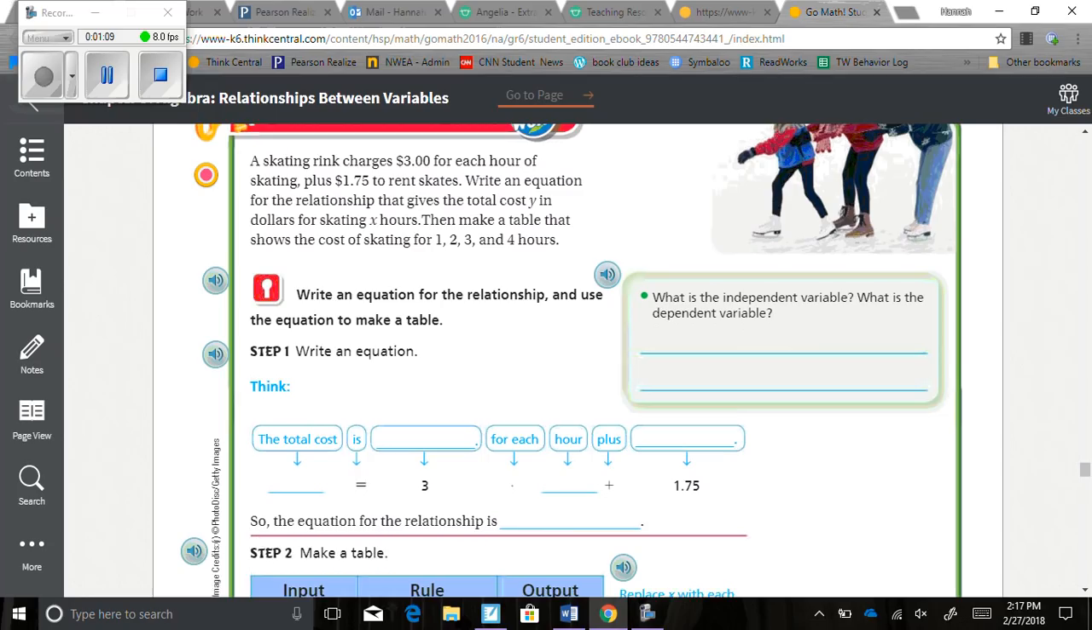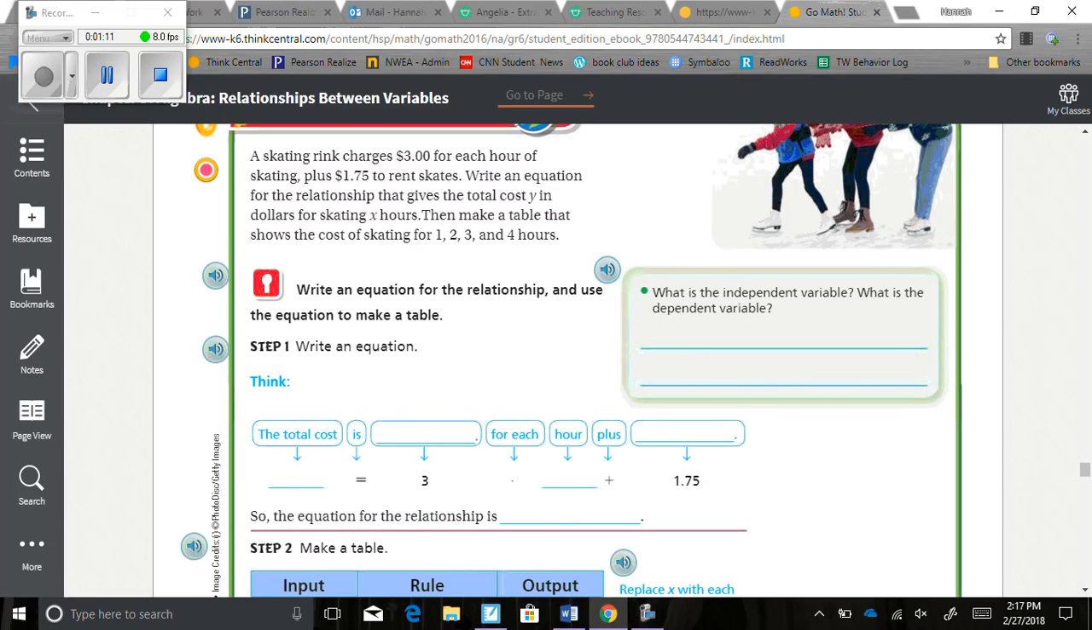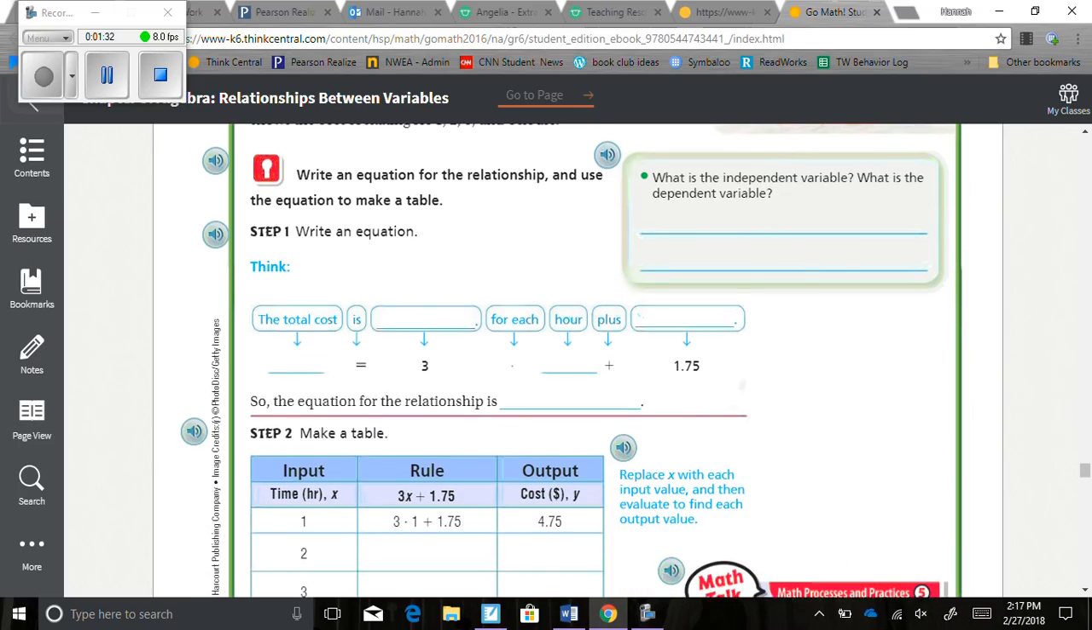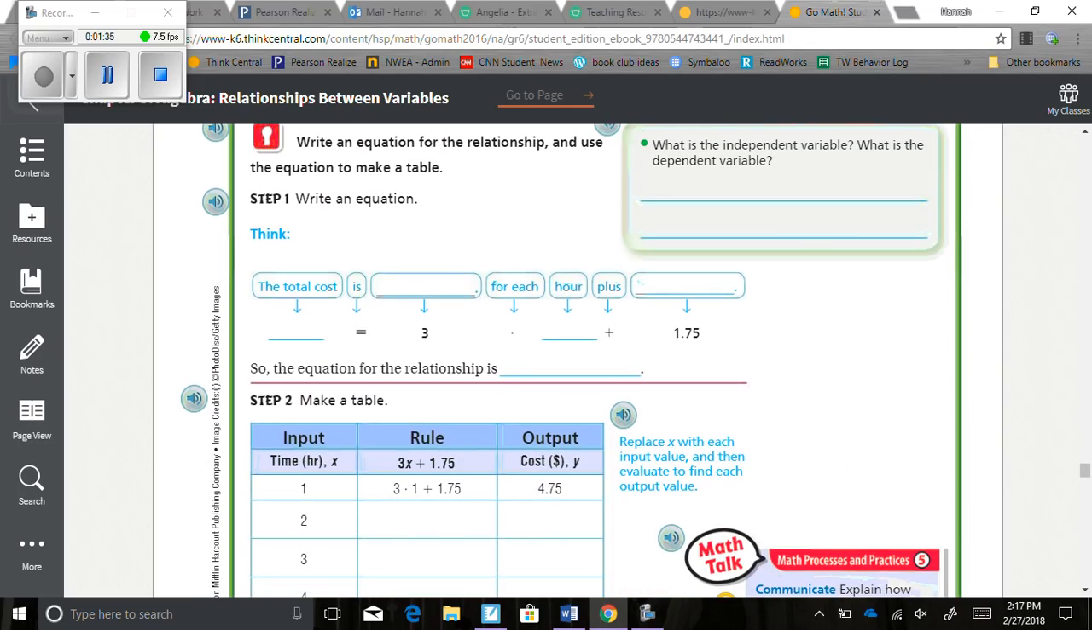Unlock the problem. A skating rink charges $3 for each hour of skating, plus $1.75 to rent skates. Write an equation for the relationship that gives the total cost y in dollars for skating x hours. Then make a table that shows the cost of skating for 1, 2, 3, and 4 hours. So we're going to write an equation for the relationship and use the equation to make a table.